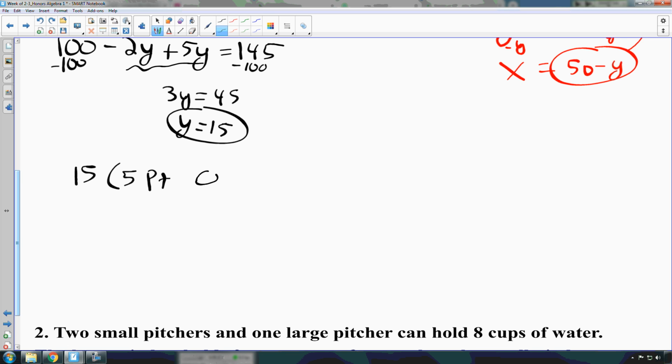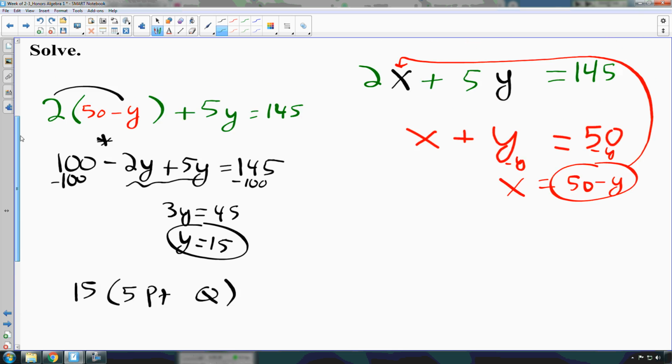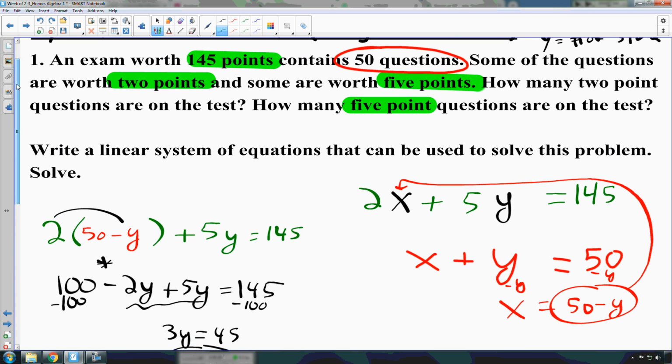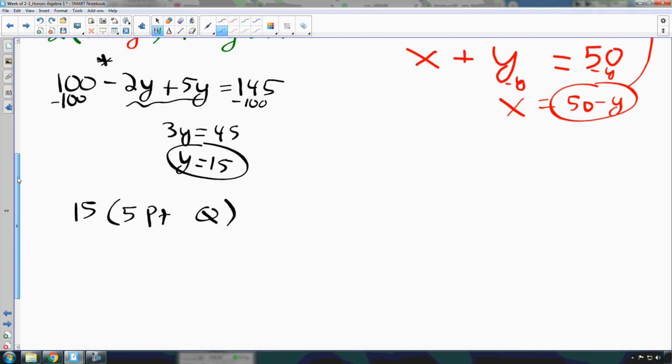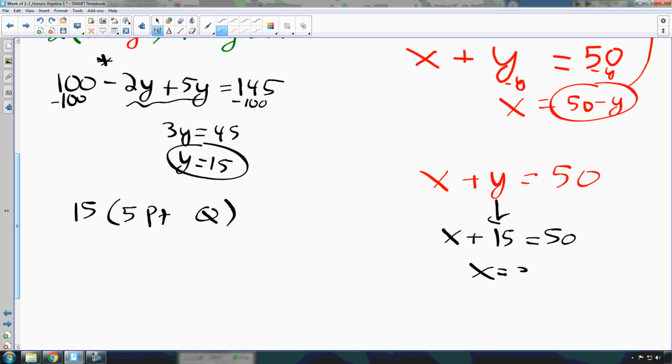15 5-point questions. But how many questions were there on the test? 50 questions? So if there are 50 questions on the test, we could use this red equation, top right of your screen. If we use this red equation, x plus y equals 50, together there's got to be 50 questions, and there were 15 is y, right? And we know that we're going to have 35 2-point questions. So there are 35 2-point questions. Now that's a total of 50 questions. We can see that clearly.